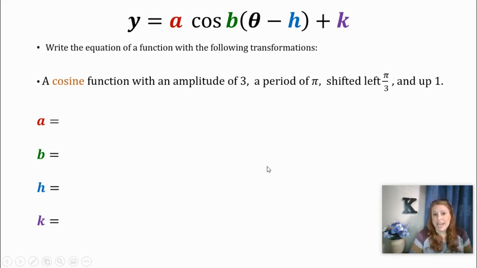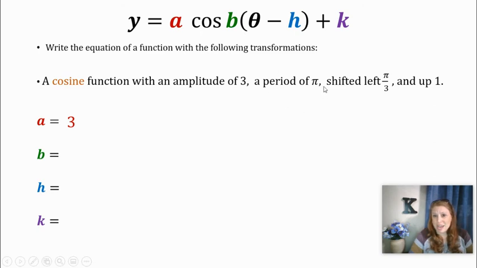Now let's see if we can take a list of transformations and write a function. So the instructions here say to write a cosine function. So notice we'll be using our cosine equation up here. And let's see if we can find A, B, H, and K, and then all we have to do is plug them in. So if I read across here, it says a cosine function with an amplitude of 3. Amplitude is always going to tell us that A value. So A is going to equal 3. It has a period length of pi units.